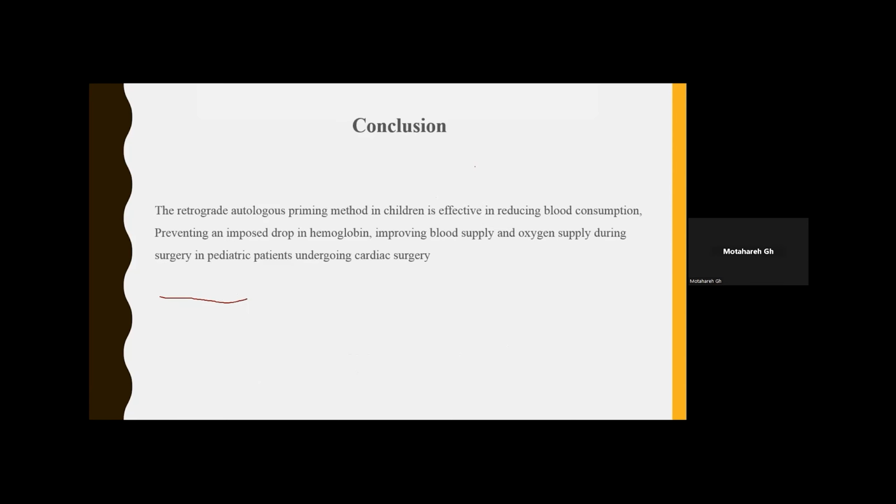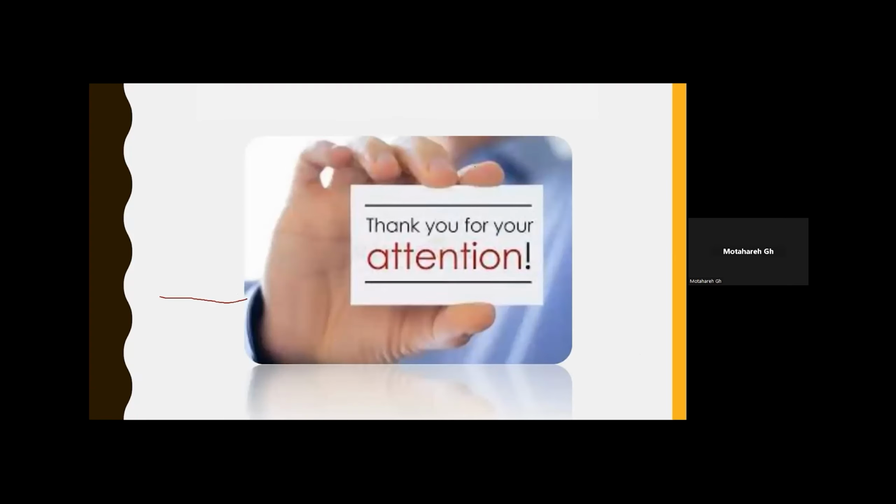The retrograde autologous prime method in children is effective in reducing blood consumption, preventing an abrupt drop in hemoglobin, and improving blood supply and oxygen supply during surgery in pediatric patients undergoing cardiac surgery.